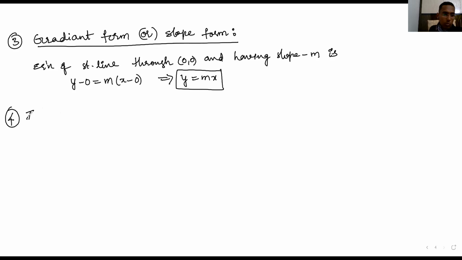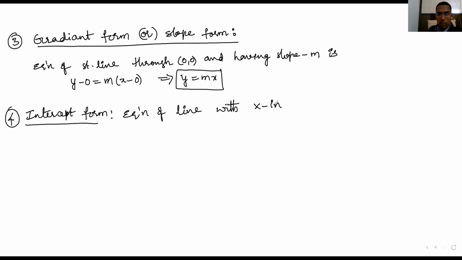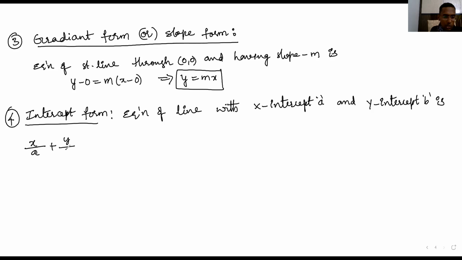Now it is intercept form. What is intercept form? The equation of line with x-intercept A and y-intercept B is x by a plus y by b equal to 1.